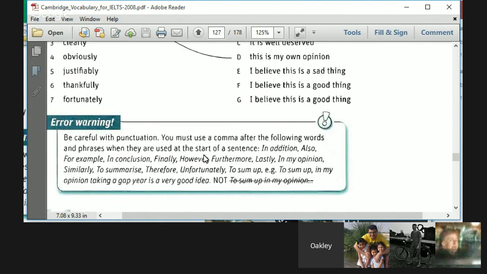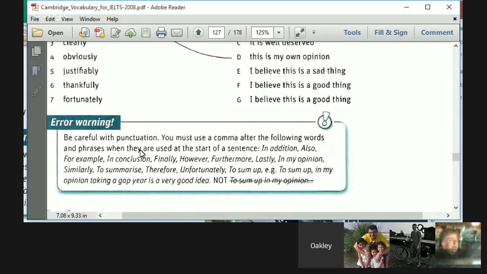You need to use a comma after all of these adverbs and phrases when they're used at the start of a sentence. In addition, also, for example, in conclusion, look at all of these. In my opinion, to summarize, comma, to sum up, comma. Okay, be careful, make sure you do that.